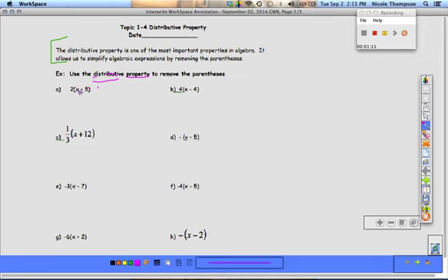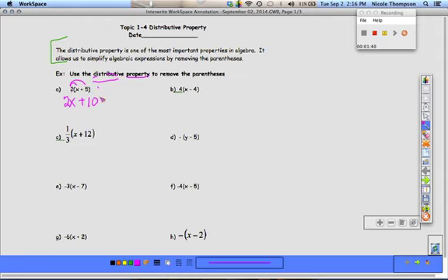So since this 2 is bumping the parentheses, we're going to multiply. We're going to take 2 times x, and that's going to give us 2x. We're going to do 2 times positive 5, which gives us positive 10. And notice I have to put the plus in between. Once you've done that, you've gotten rid of your parentheses, and now you have simplified a little bit, even though those two can't be combined. So that's really as far as it'll go there.